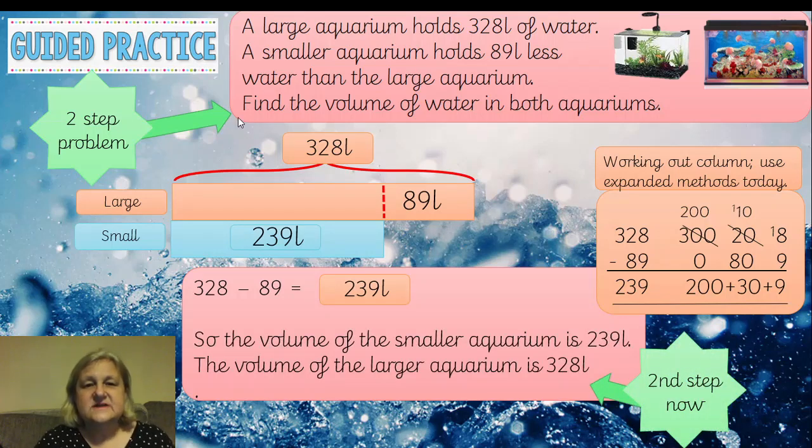Now it says find the volume of water in both aquariums. So the volume of the smaller aquarium is 239, and the volume of the larger aquarium is 328. Okay, so you know both the amounts.